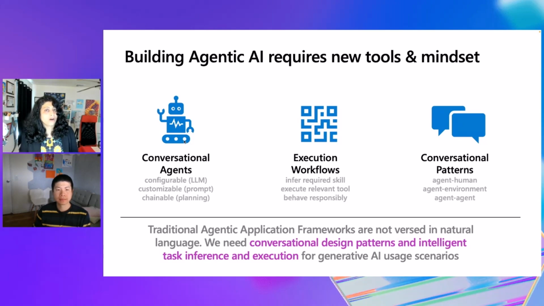Execution workflows are also going to get interesting because now this agent needs to look at natural language and infer what skill it needs to use. It then needs to execute the relevant tool, but it needs to do it responsibly because we want to make sure that code is executed in a safe way. Last but not least, there are many ways in which we can have conversational patterns, agent to user, agent to environment. And this requires new best practices and design patterns that help you figure out how to take a complex application use case and build it out with agents.